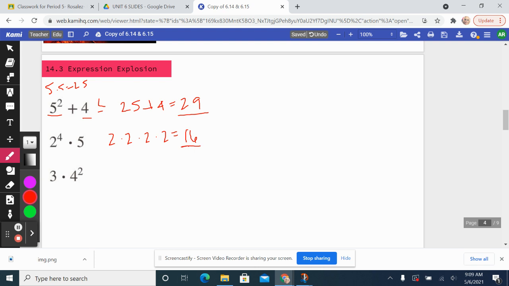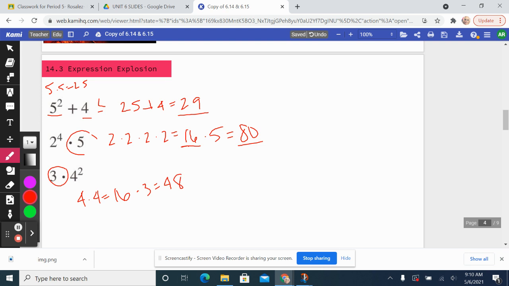And you're going to take that 16 and you're going to multiply it to 5. So 16 times 5 is 80. So that's what you'll write for that one. So now this next one is 3 times 4 to the 2, or 4 squared, right? Well, 4 squared is the same as 4 times 4, which is 16. So what we're doing is 16 times this 3. So 16 times 3 is 48.